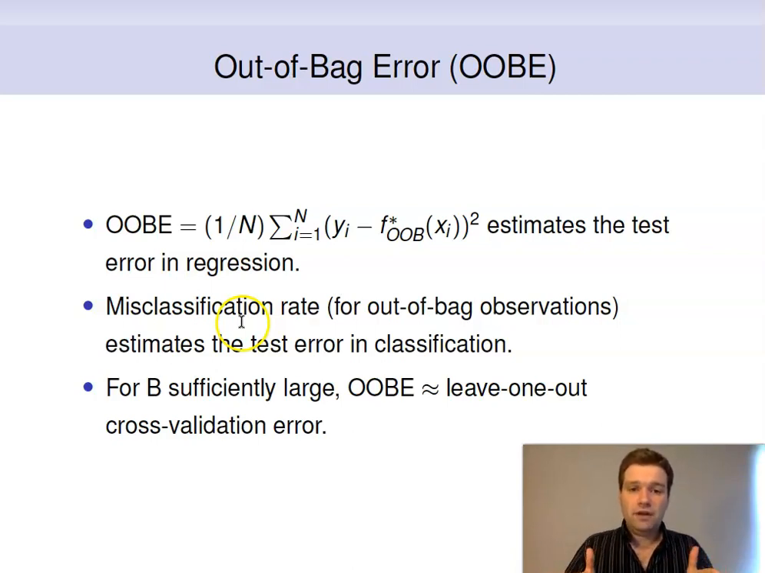Thus in each case, regression or classification, we have something that estimates the test error, and we can show that for B sufficiently large, these estimates are close to the estimates of the test error that we can obtain with leave-one-out cross-validation.